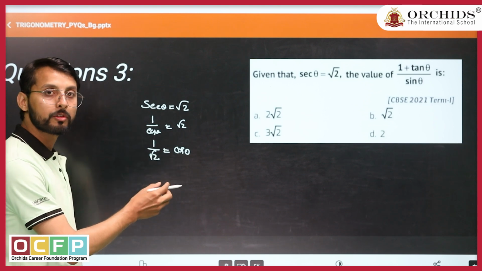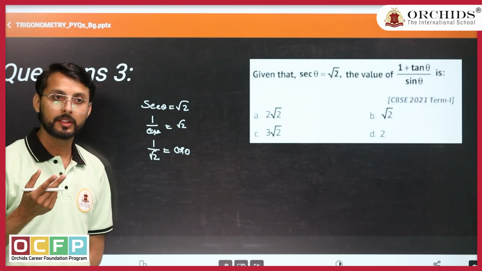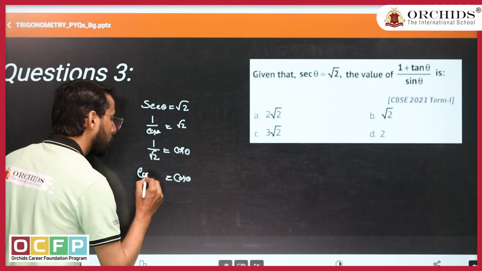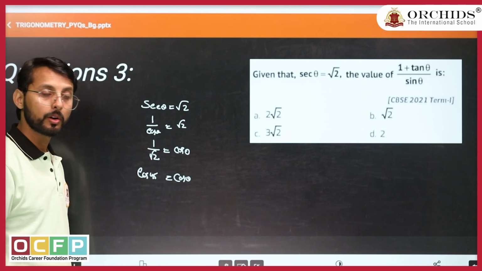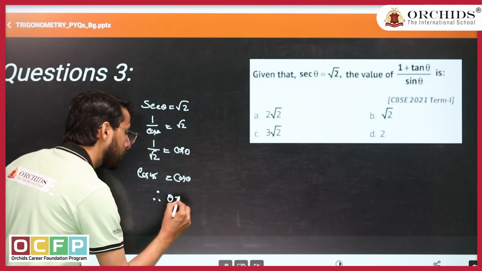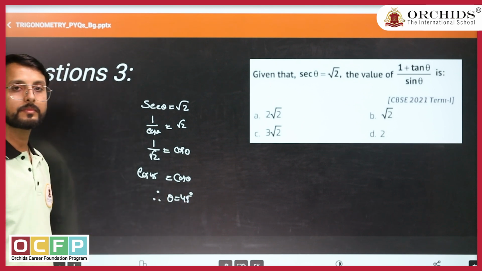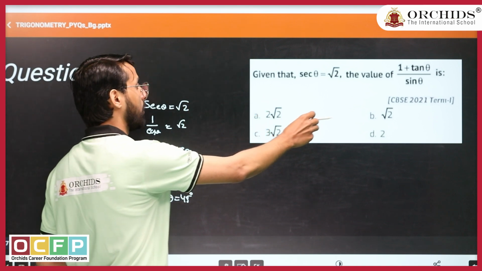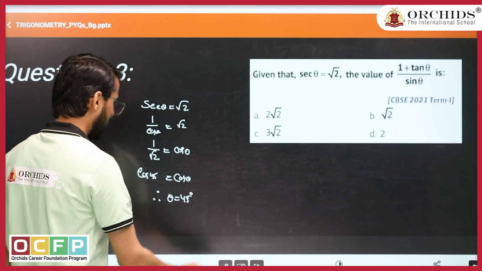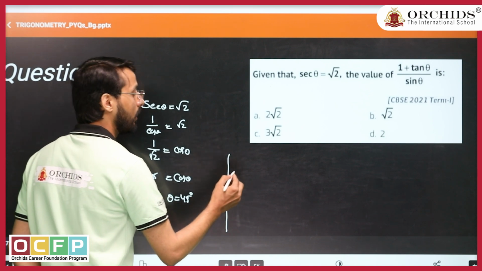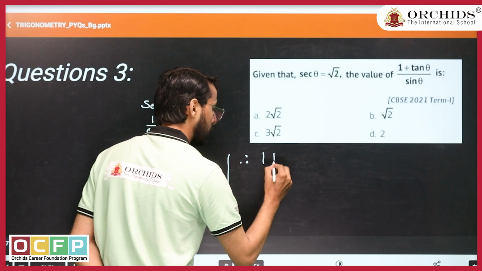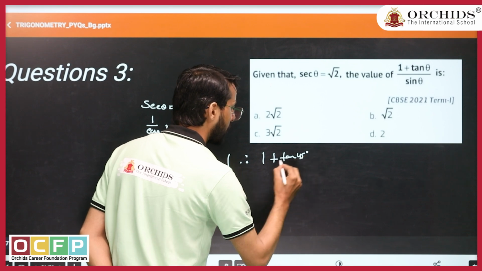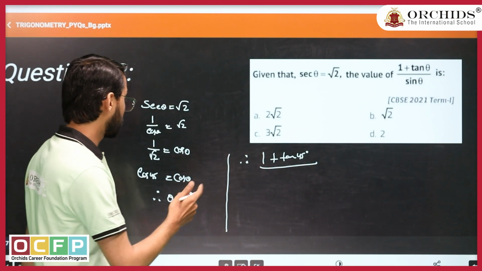And which angle of cos will result in 1 by root 2? Guess. It is just 45 degrees of cos, because cos theta is equal to cos 45, and cos 45 will result in 1 by root 2. It means we got a theta value as 45 degrees. Now, since theta we already got, we have to find the value of 1 plus tan theta upon sin theta. Therefore, put the value: 1 plus tan, instead of theta, I should put 45 degrees, and instead of sin theta, I should put sin 45 degrees.